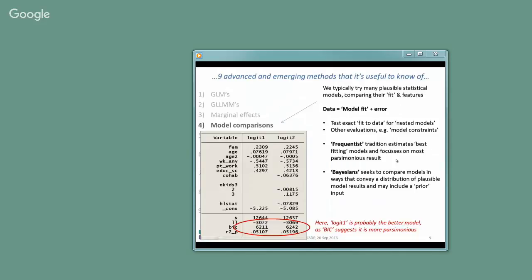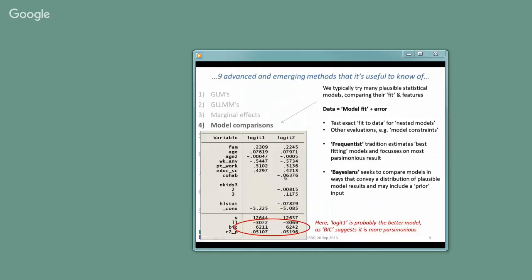Traditional social statistics in most situations could be characterized as what's sometimes known as frequentist social statistics, where what we're doing in model comparisons is trying to find the best fitting model from a range of different possibilities, the one that comes closest to the data and also is reasonably parsimonious. Parsimony in a statistical model refers to a model setup which is both close to the data but also uses as few explanatory variables as is sensible, as is reasonably possible.